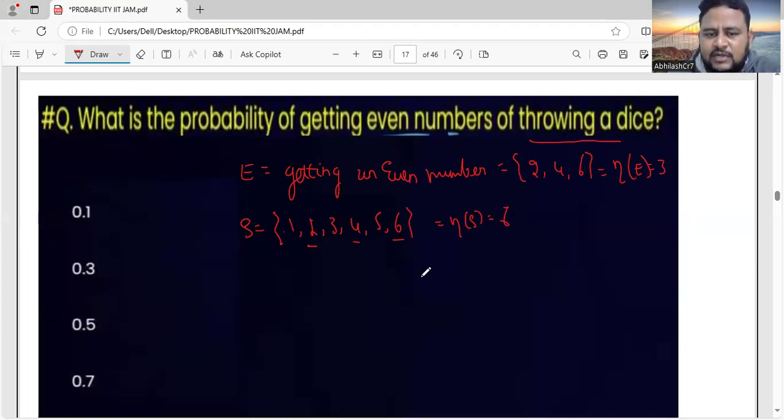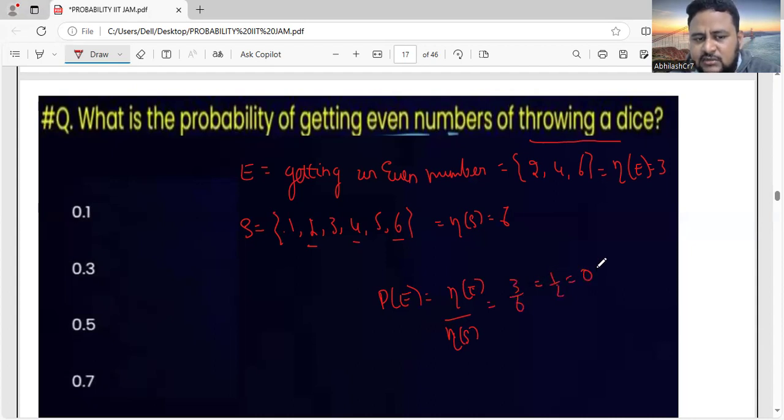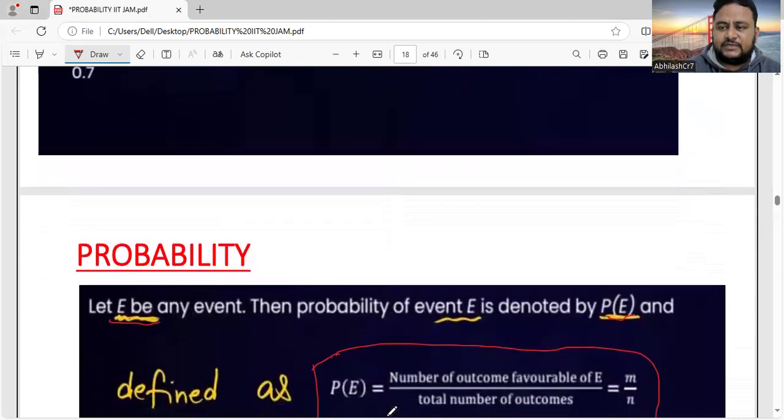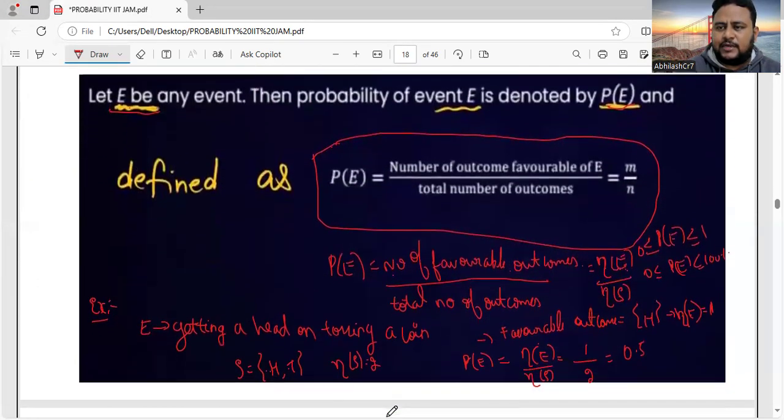So now the probability of E is nothing but the number of favorable outcomes, n of E, divided by the total number of outcomes, n of S. So that is equal to 3 by 6, which is 1 by 2, or 0.5. So the correct answer here is C. Like this, we have to solve this question. Got it, friends? I hope now what probability means is clear to you, the definition of probability and how to find it.